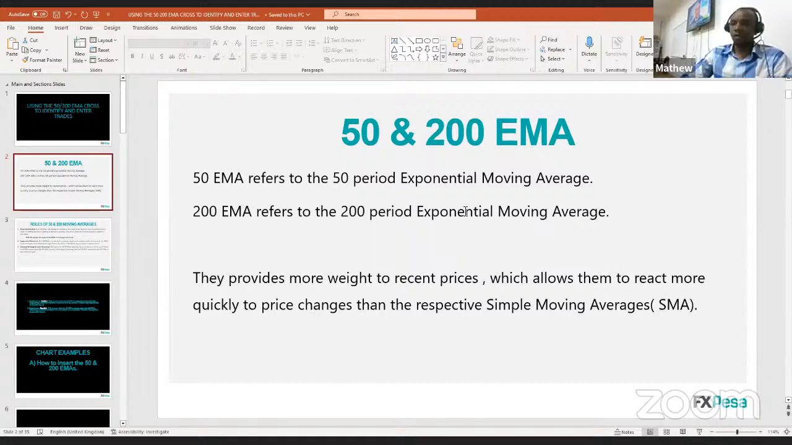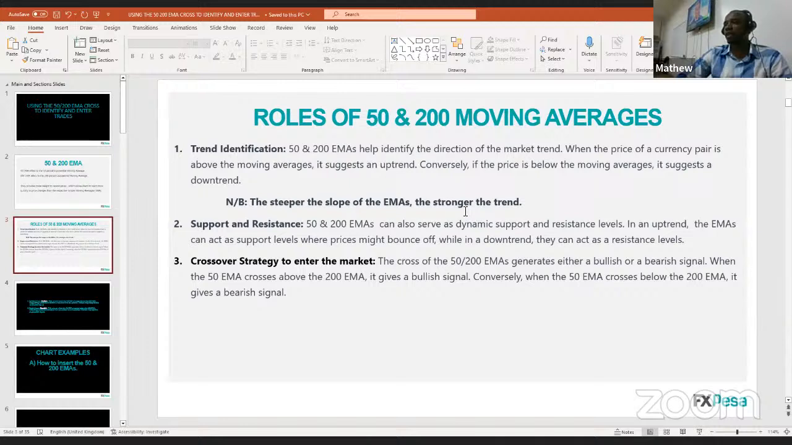So let's look at the roles of the 50-200 moving averages. One, they help in trend identification. The 50 and the 200 EMAs help in identifying the direction of the market trend. When the price of a currency pair is moving above the moving averages, it suggests an uptrend. Conversely, if the price is below the moving averages, it suggests a downtrend. This is self-explanatory, but we'll have a look at the charts to see what it means. If the price is above the 50, then we have that uptrend, and if the price is below 200, then we have that downtrend.